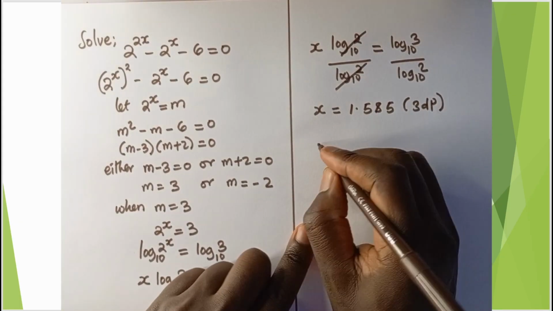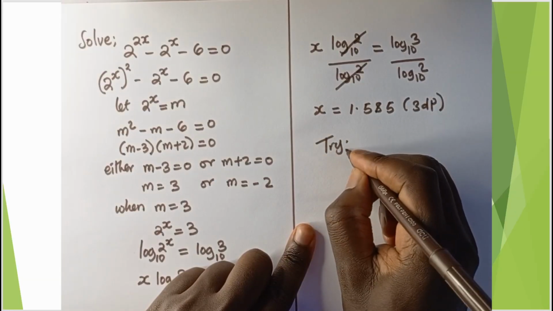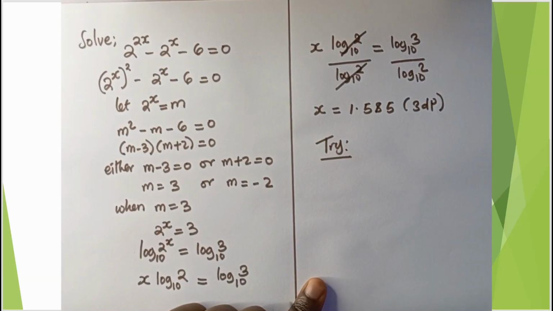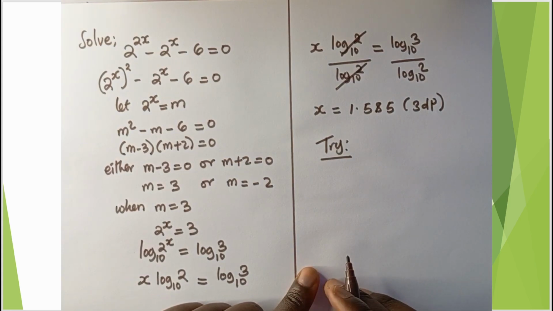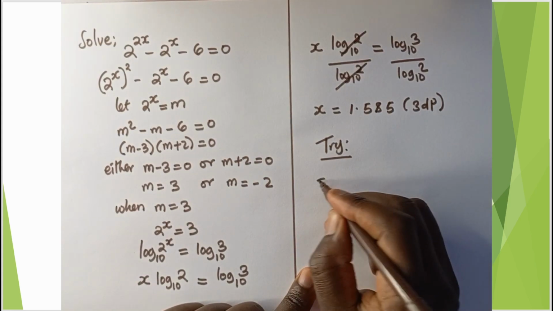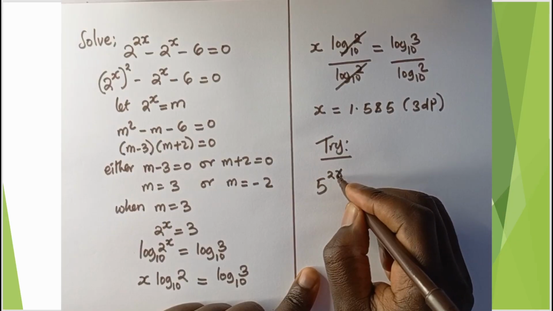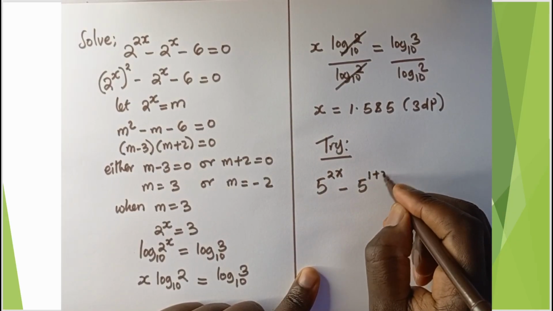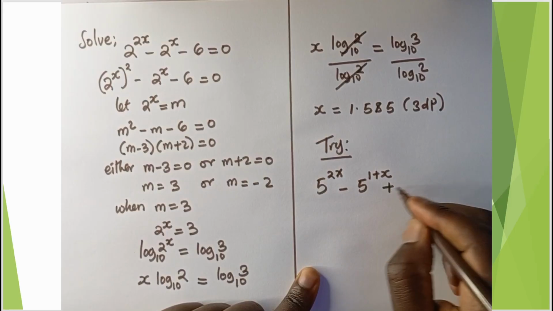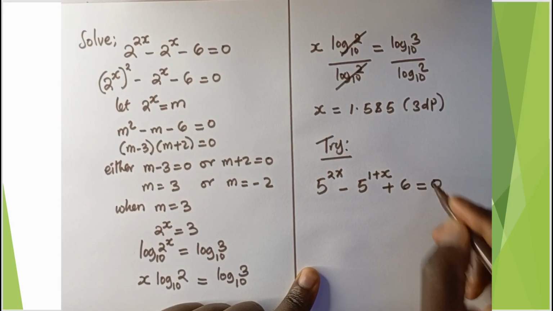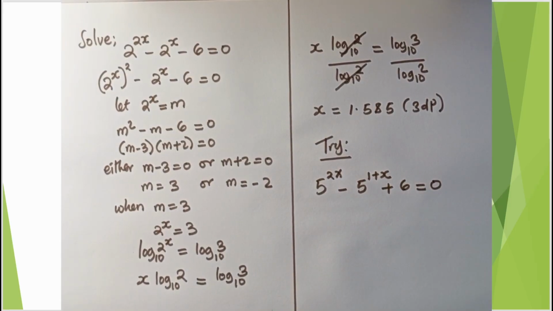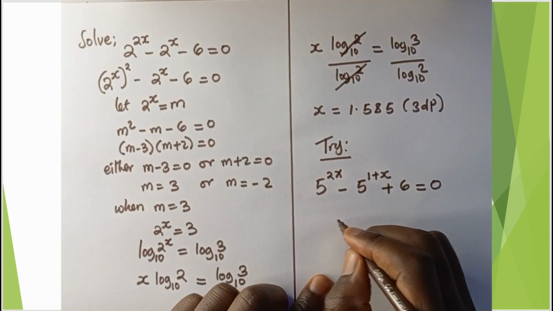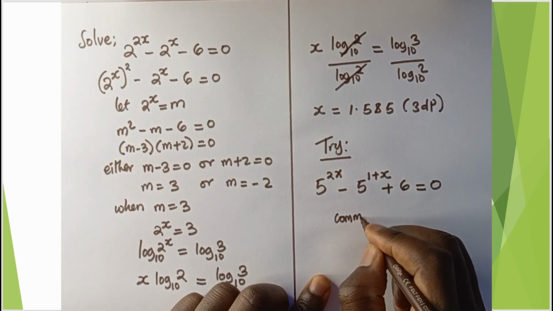Now I want you to try out this question. You also drop your answers in the comment section. I want you to try out 5 to power 2x minus 5 to power 1 plus x, then plus 6 is equal to 0, so that you also gain practice and you drop your answers in the comment section.